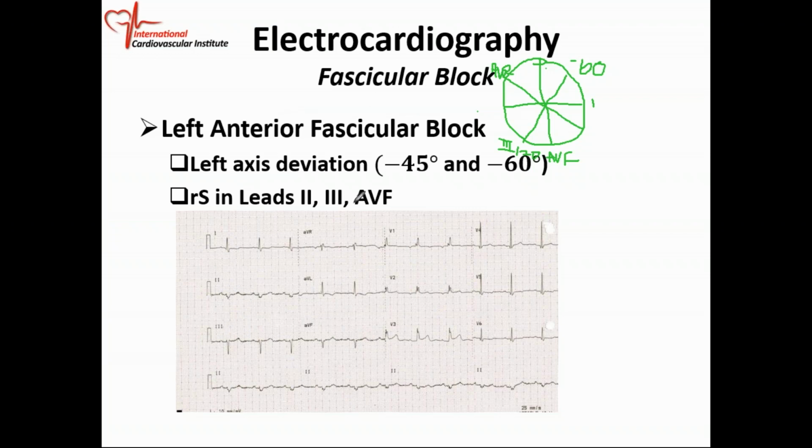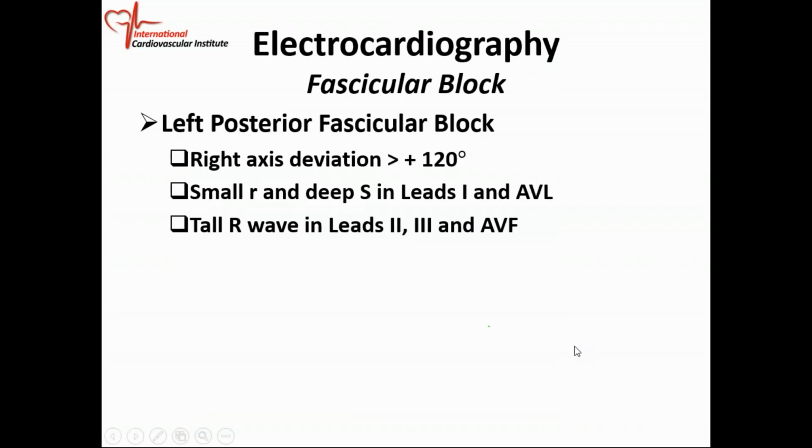So this is your left anterior fascicular block. That is how you diagnose the left anterior fascicular block. Okay, extreme left axis and small R waves in the inferior leads. Okay, that means just the anterior fascicle is blocked. All right, so now you know how to diagnose that. You have to walk with your cheat sheet.